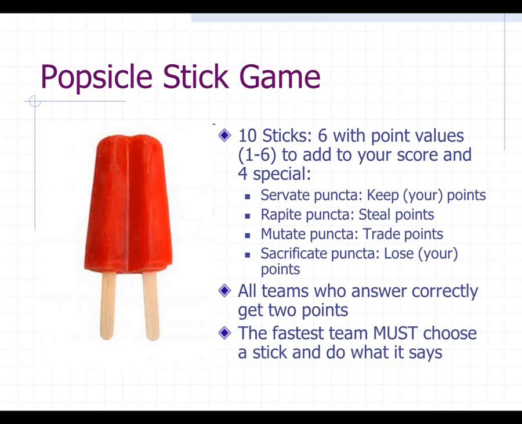So ahead of time, you take 10 popsicle sticks on which 6 have point values written: unum, duo, tria, punctum, puncta, etc. And on the other 4 are written servate puncta, keep your points, rapite puncta, steal the points, mutate puncta, trade points, and sacrificate puncta, lose all your points.